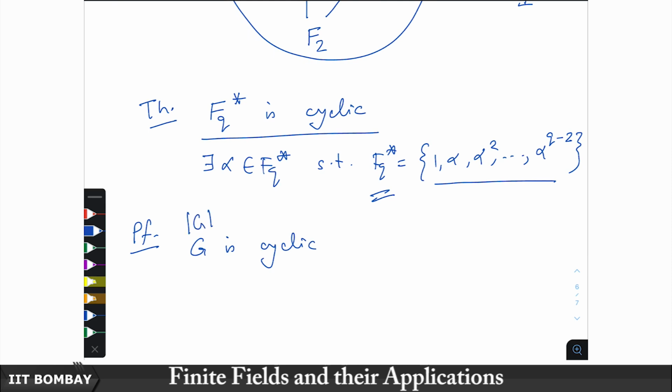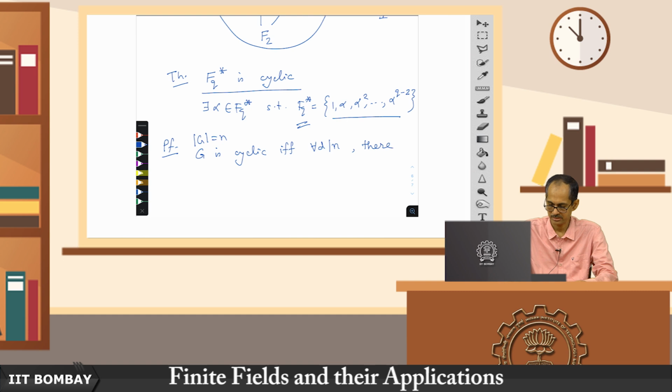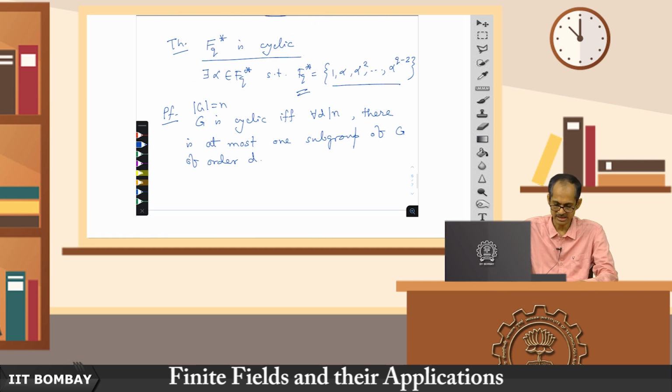Suppose G has order n. Then G is cyclic if and only if for every d dividing n, every divisor of n, there is at most one subgroup of G of order d. There are not more than one subgroup of order d in G. If this happens, then G is cyclic.